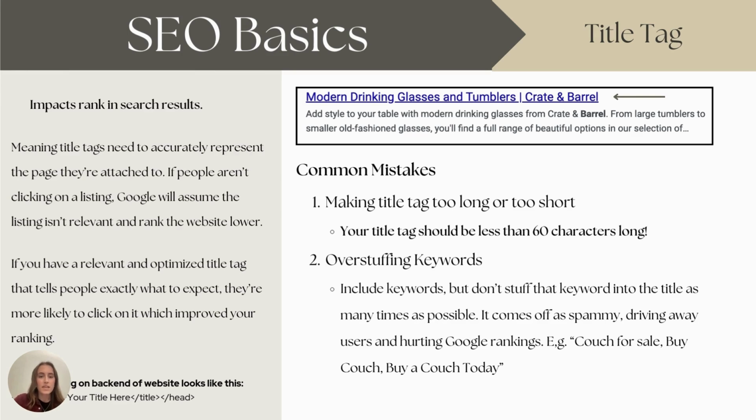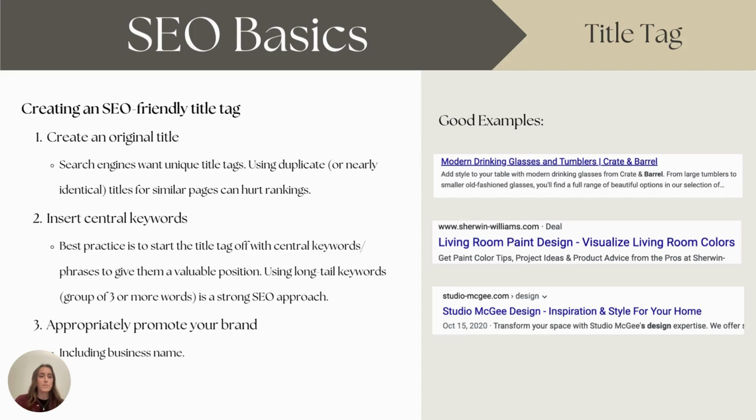So some common mistakes in title tags is making the title too short or too long. If it's only one or two words, you can't fit all of your keywords in, and if it's over 60 characters, Google will flag it, so it should be less than 60 characters long. Another common mistake is overstuffing keywords. You don't want to come off as spammy because people won't click on your link, and that will drive your ranking down.